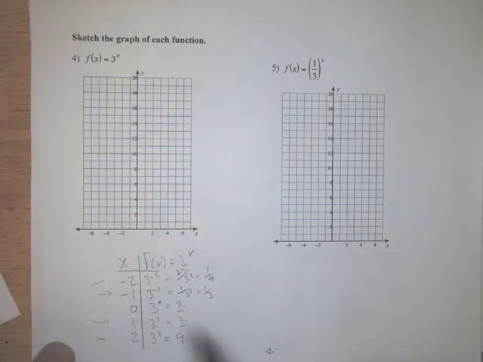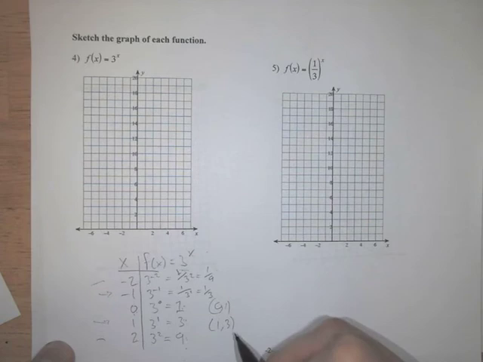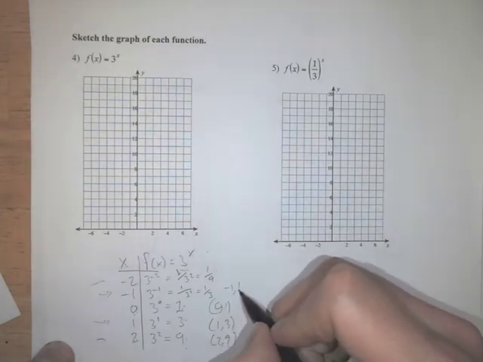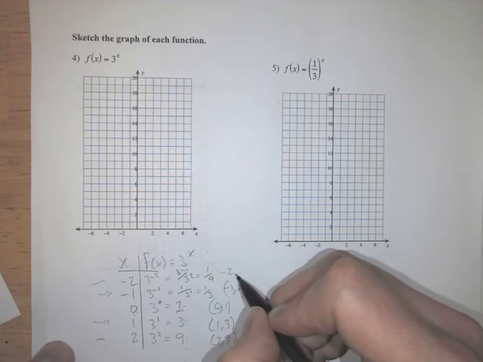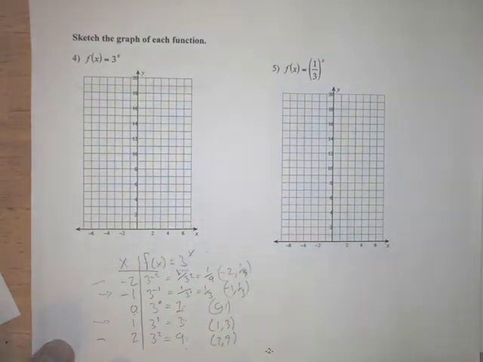So when we graph this, we're going to have these coordinates, right? The first coordinate we have is 0, 1, because when x is 0, y is 1. We also have the coordinate 1, 3. We have the coordinate 2, 9, right? We have the coordinate negative 1, 1/3, and we have the coordinate negative 2, 1/9. So with those coordinates, we can get a pretty good idea of what this graph is going to look like.